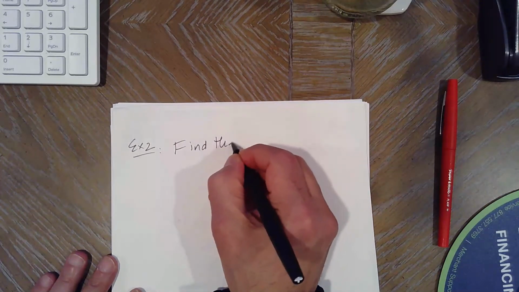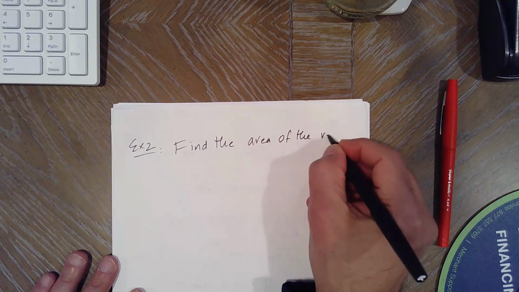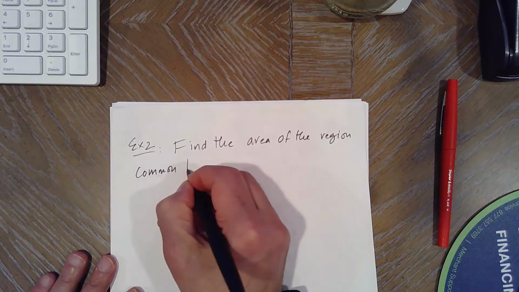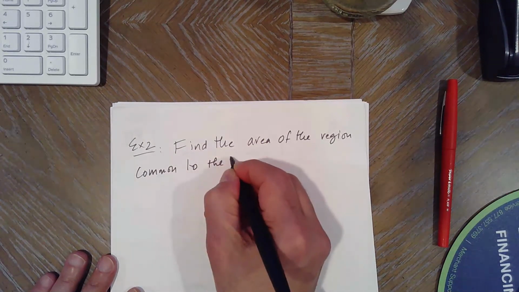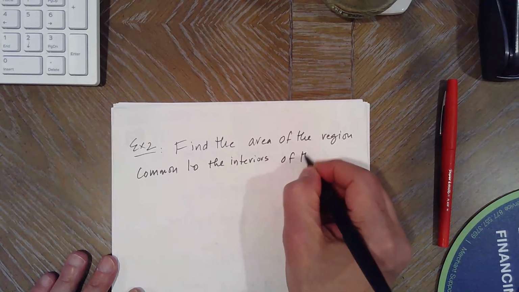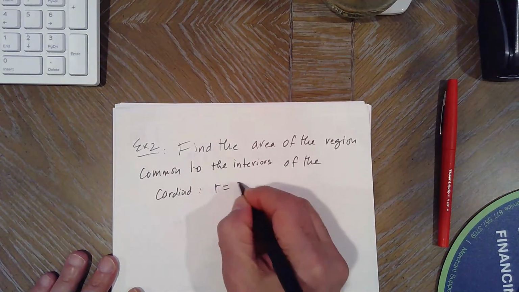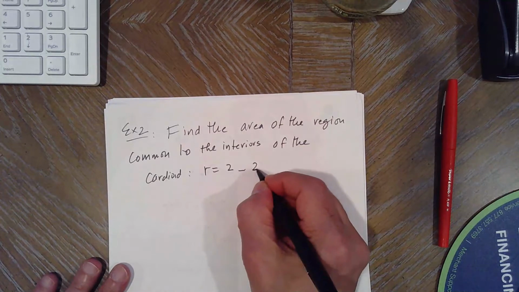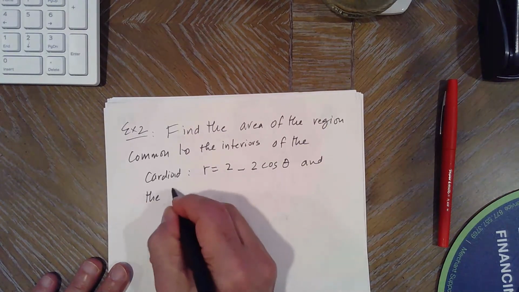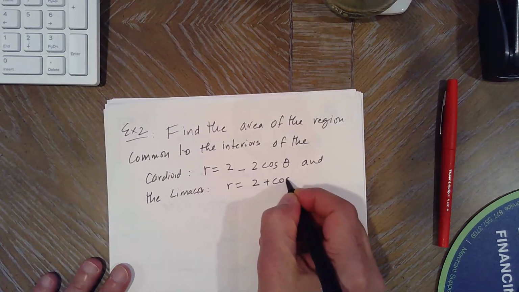Find the area, and you have your grapher to do that, of the region common to the interiors of the cardioid r equals 2 minus 2 cosine theta, and the limacon r equals 2 plus cosine theta.